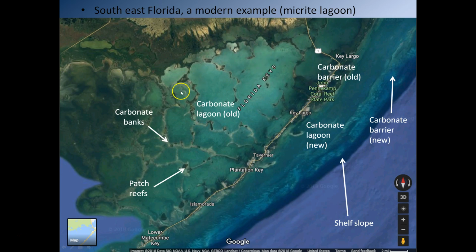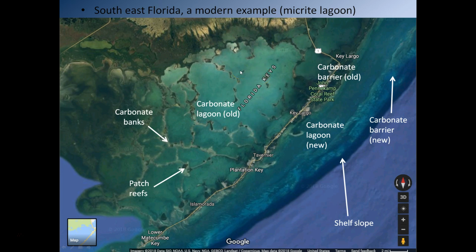Now behind it, we have the protected carbonate lagoon. And within the carbonate lagoon, we have these carbonate banks, these linear bodies, and they essentially link together these patch reefs, these little circular reefs that form within the carbonate lagoon. Now you'll notice that the lagoon has a very white colour to it, and that's because of the large amount of micrite that's within the water and within the sediments of the lagoon. It gives it this very distinct white colour.